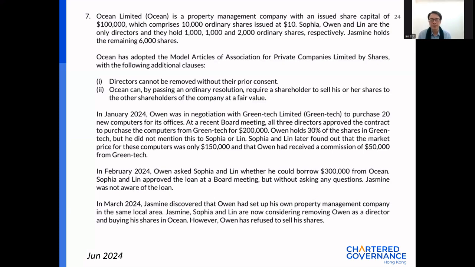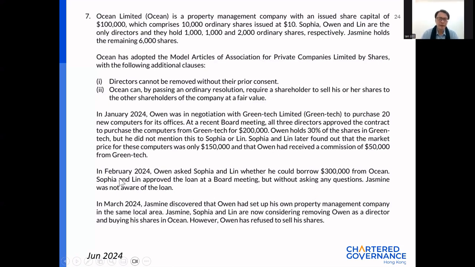this to the other directors. So Sophia and Lynn later found out that the market price for these computers was only 150,000. So you can see the contract signed was for 200,000, but it turns out the value of the computers was only 150,000. So where did the remaining 50,000 go? Well, it turns out Owen received a commission of 50,000 from GreenTech. So you see clearly something is not right here. Something not right was done by one of the directors here, one or more of the directors, I should say.